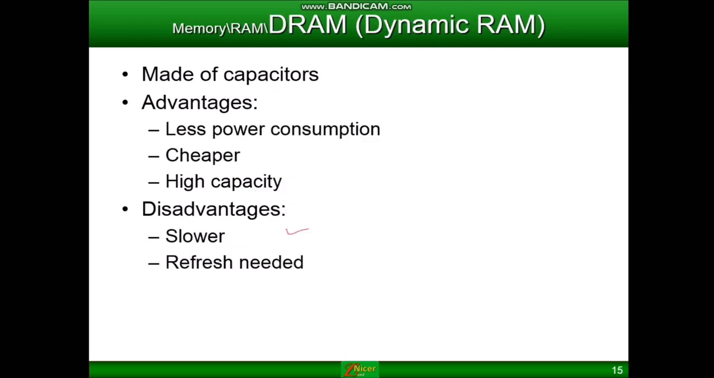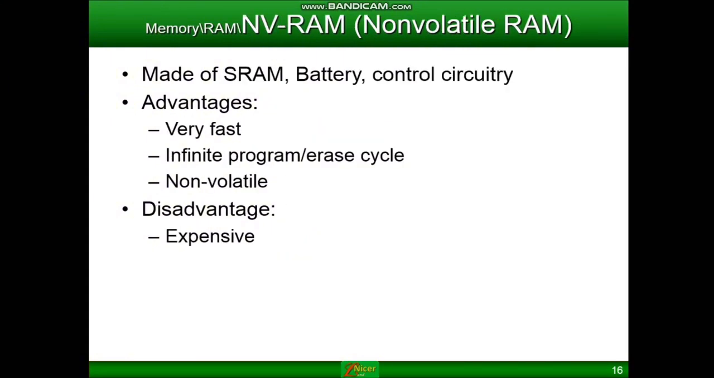Then comes DRAM, so dynamic RAM. It is made up of capacitors. Advantages are it uses less power, it is cheaper, it is high capacity. Disadvantages are that it is slower, refreshing is needed.